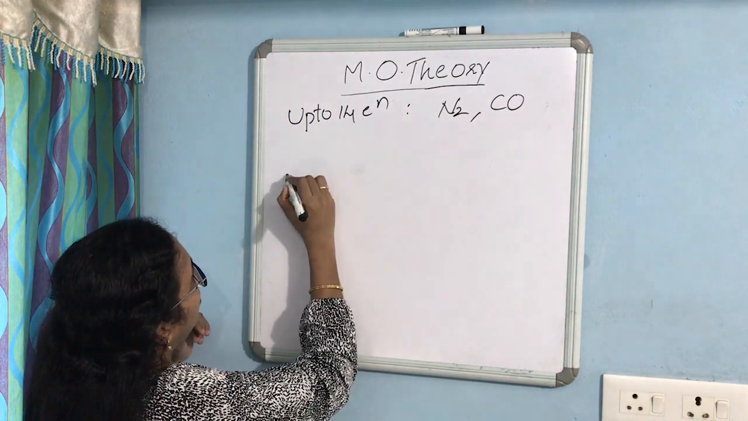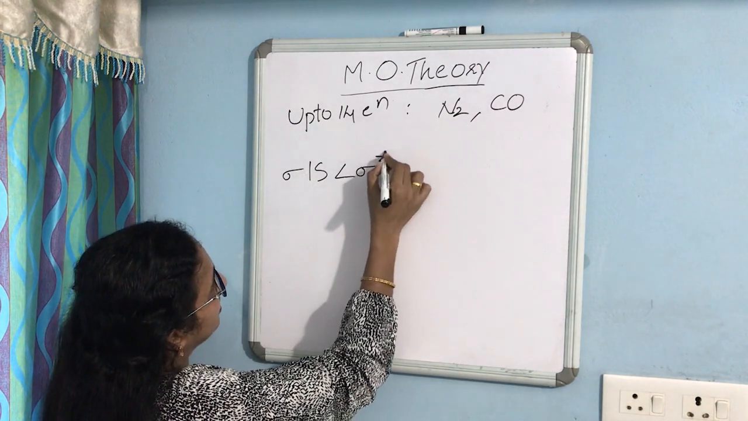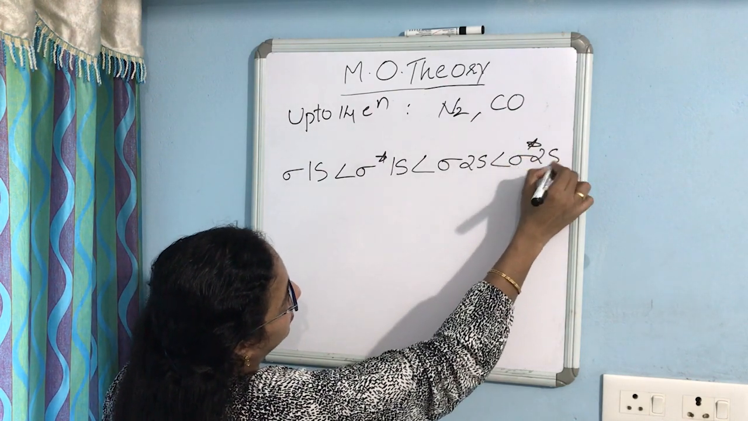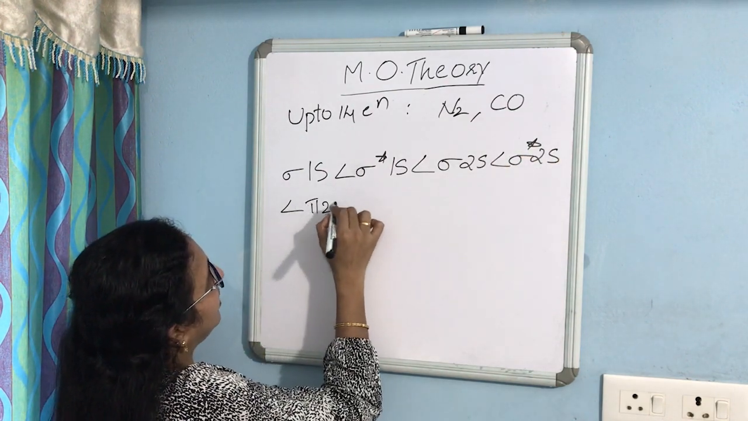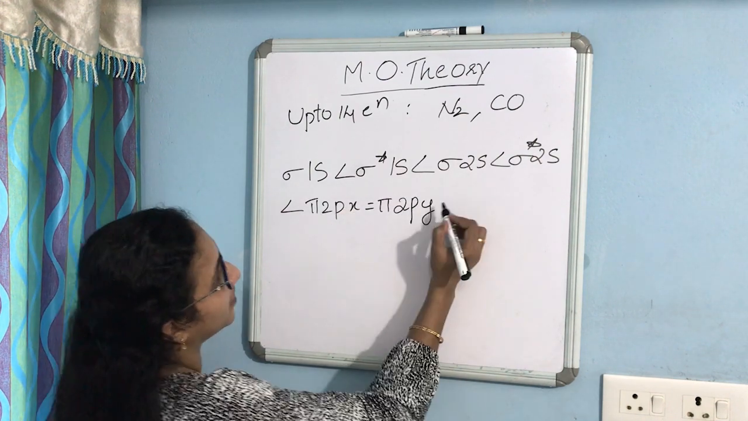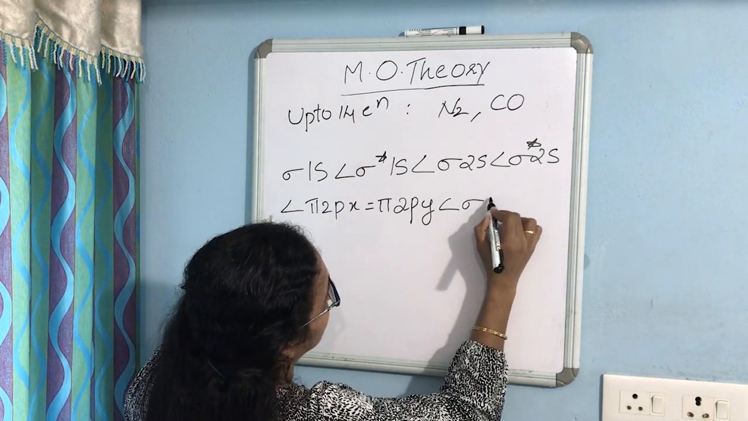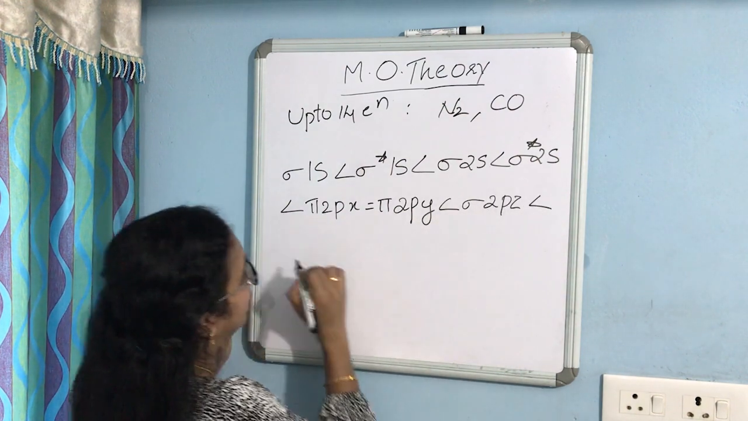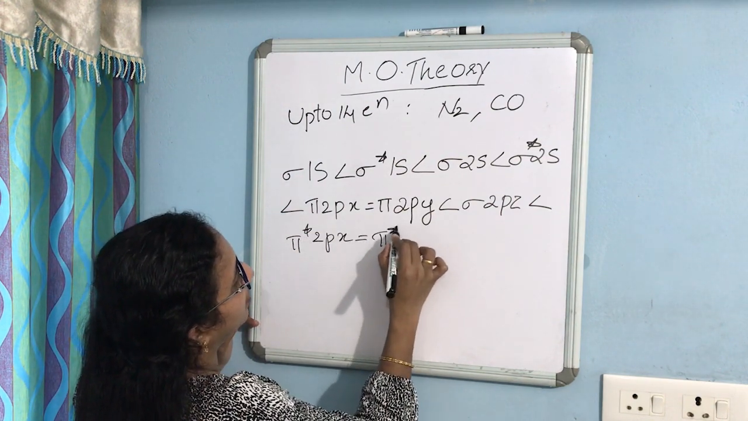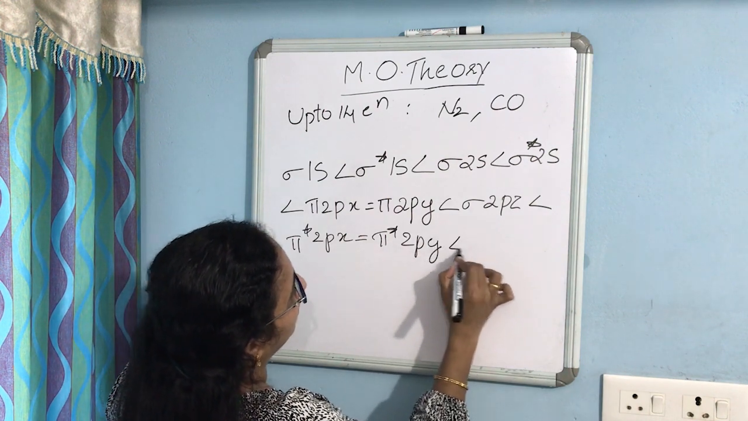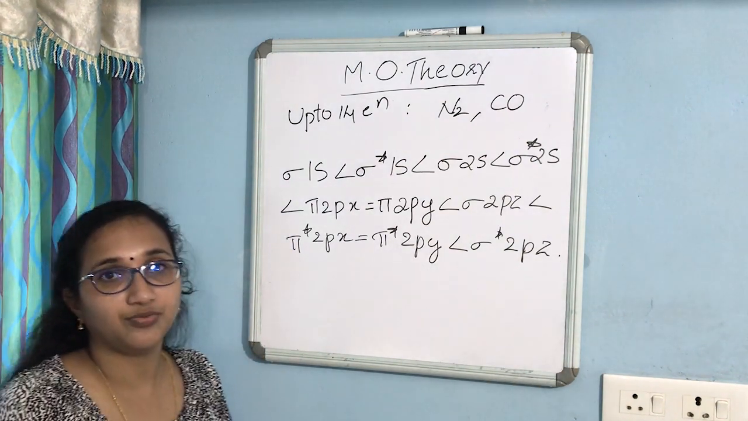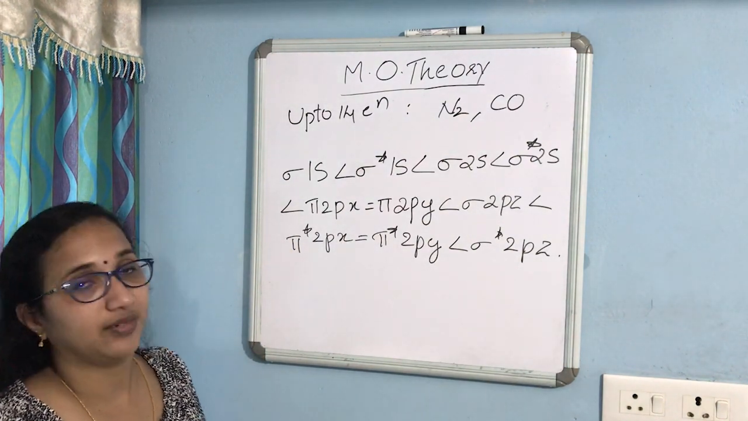So for them the order is sigma 1s < sigma star 1s < sigma 2s < sigma star 2s < pi 2px = pi 2py < sigma 2pz < pi star 2px = pi star 2py < sigma star 2pz. So this is the order of energy of different molecular orbitals.